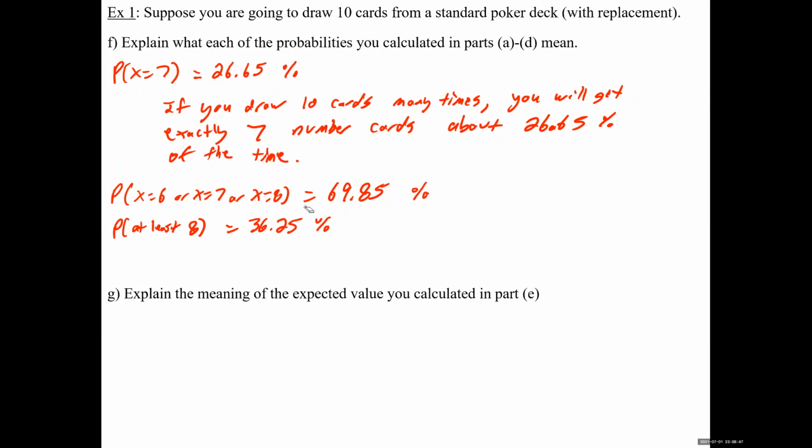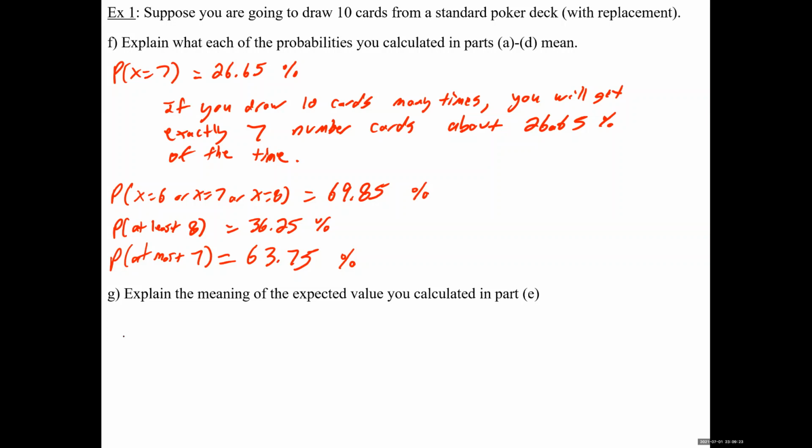And the fourth one that we found was probability at most 7. The percentage was 63.75%. So again, if I ask you to explain the meaning of that one, you would say, if you draw 10 cards from a deck of cards many times, at most 7 of them will be number cards about 63.75% of the time. So it's very similar to what's written up here. Just the middle part, you have to mention what's in the parentheses because that's the event, and then just change the probability to whatever the probability is.